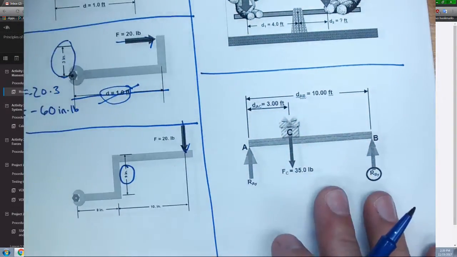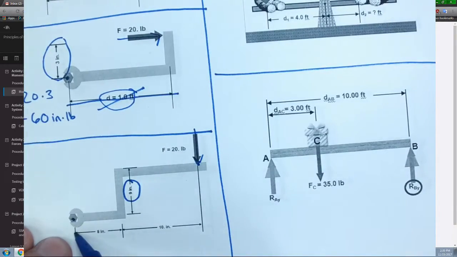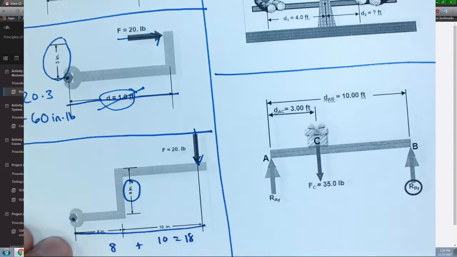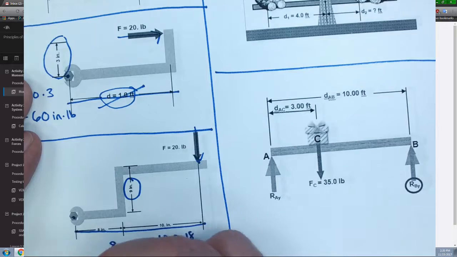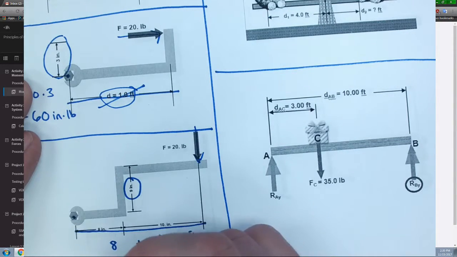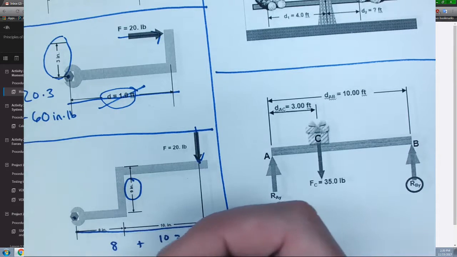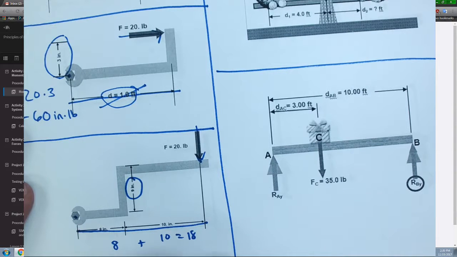The other little trick that you need to understand is that if I have a pivot point here, it is the distance to the force. So we have to add these together, 8 and 10, obviously, to give us 18. So we are going to take the force, which is a negative because it is going clockwise, multiply that by 18 to get our moment, and in this case, inch-pounds. 20 times 18 gives us 360. Negative 360 to be exact.